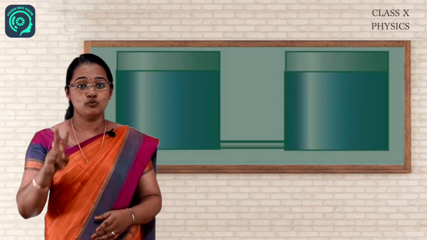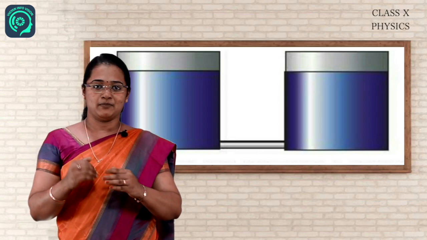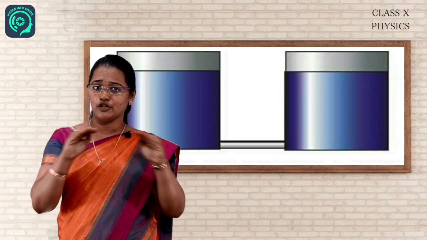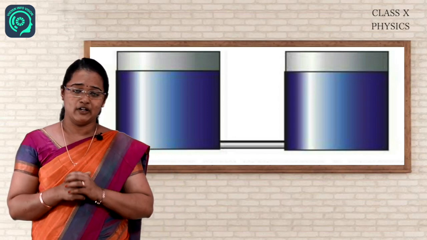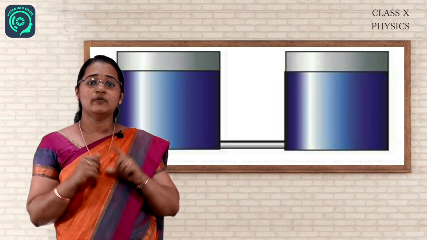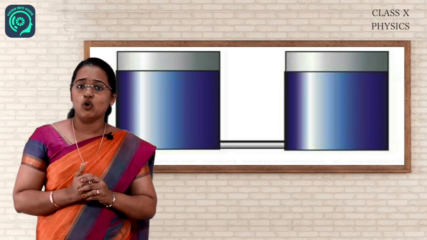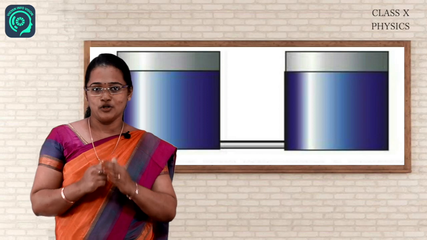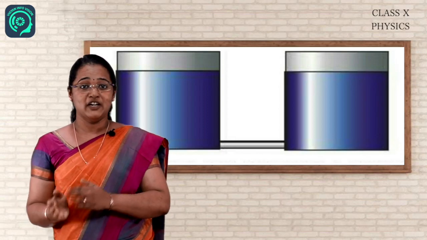Now consider two beakers kept at the same level from the ground, filled with water, and the water in these beakers is at the same level. Now a horizontal tube is connected to these two beakers. Will the water flow from one beaker to another? No. Water won't be moving from one beaker to the other.